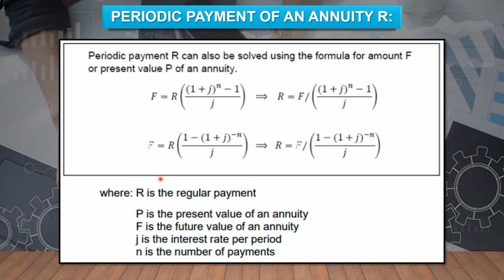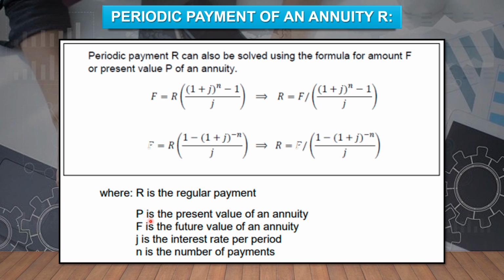Now, if we're going to derive our formula from the present value, we have the original formula P is equal to R times 1 minus quantity 1 plus J raised to negative N over J. Its derivation to solve for R: we have R is equal to P divided by, or the present value divided by, this whole part 1 minus quantity 1 plus J raised to negative N over J.